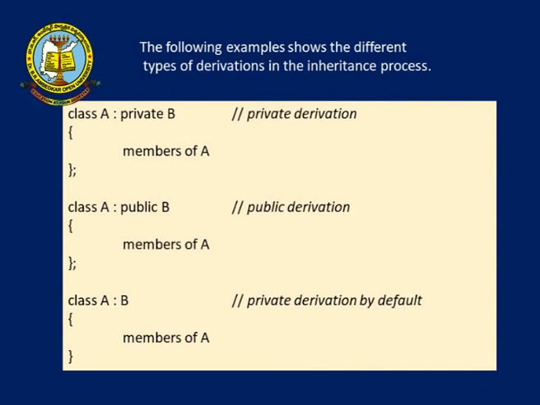And in the last case, we haven't mentioned any visibility mode. Even though we are not mentioning any visibility mode, by default it is private. It is a private derivation. That means here class A is a child class which is derived from the parent class B, but we haven't mentioned any visibility mode, so it is private by default. That means it is a private derivation. So, these are the different types of derivation.